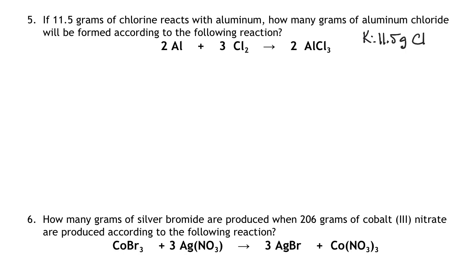Now I'm going to look at my formula here. It's chlorine and it's Cl2. I want to be sure that I put that in my calculation. My unknown is how many grams of aluminum chloride, and I've got the formula written right there. And I'm ready to start. So 11.5 grams of Cl2.